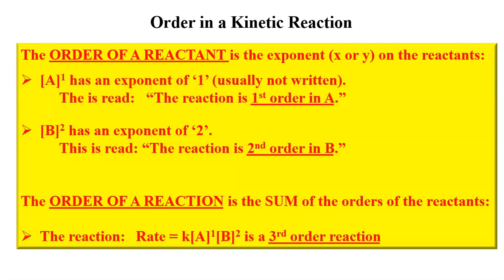And the order of a reaction is the sum of the orders of the reactants. So if you have the reaction down below where the rate equals k times A to the first, B to the second, you just simply add the exponents together, and that will be the order of the reaction. And the significance of that will be discussed later on, what order of reactions mean. But that means this reaction is third order. The reaction is third order overall.